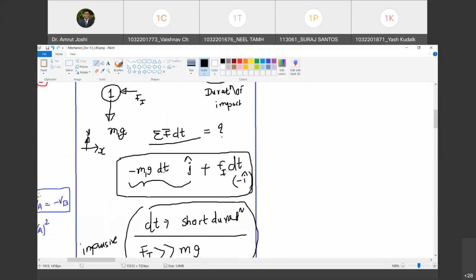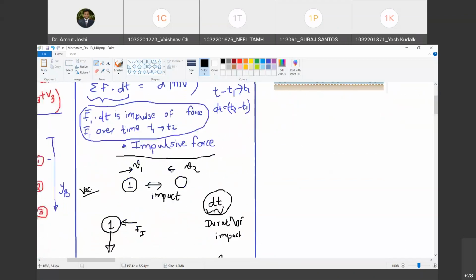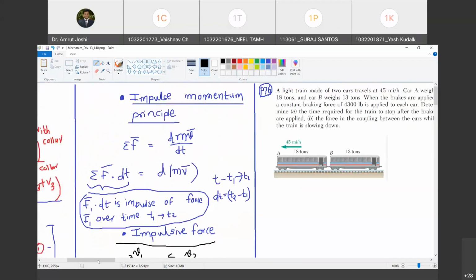Are you with me? Okay. So whenever the body is subjected to an impulsive force, most probably all other forces and their impulses can be neglected in the analysis. Keep this in mind. Happy? Okay. So these are the two things that we have discussed now, and based on that, we are going to solve this problem.